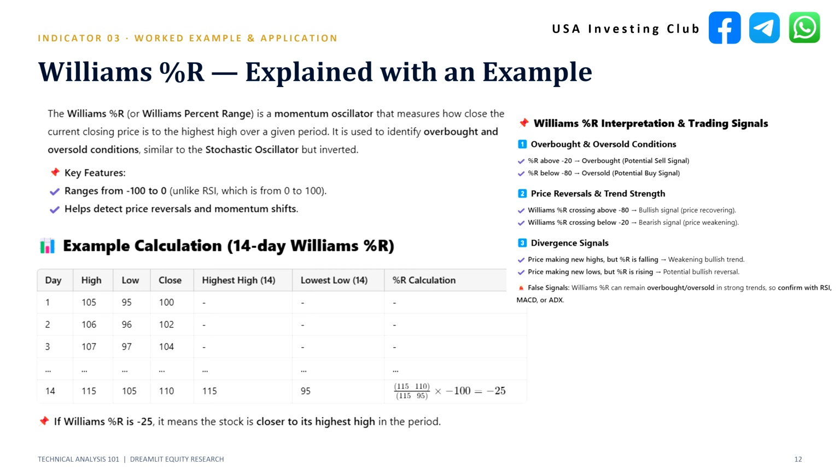One honest caution worth holding on to. Williams percent R can remain pinned at an overbought or oversold extreme for an extended stretch during a genuinely strong trend. So confirm it with RSI, MACD, or ADX rather than trading the extreme reading in isolation.